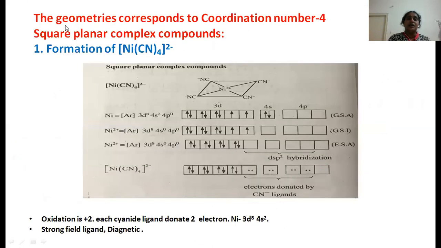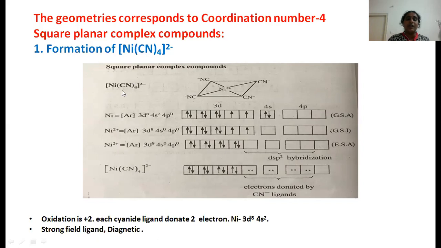Whereas the geometry corresponding to coordination number 4 is different. The geometry of these complexes is square planar. Earlier we studied the coordination number with tetrahedral geometry. Here the complexes we are seeing are square planar complexes. Square planar complexes are nothing but metals involved in dsp2 hybridization.